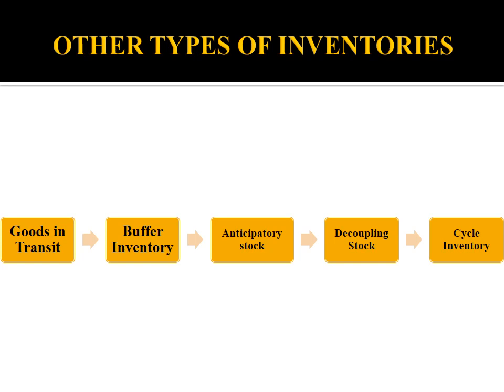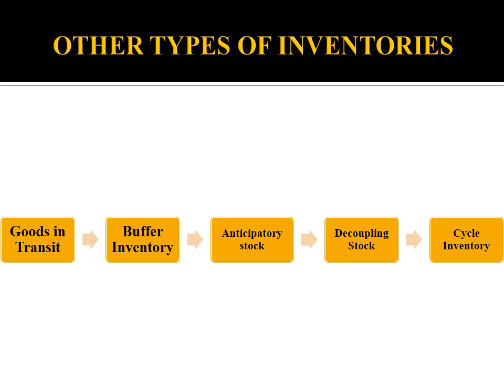The third one is anticipatory stock. Anticipatory stocks are normally finished goods. Stocking goods on the basis of expectations like price rise. Sometimes there may be a chance of price hike. In such situations, the goods are stocked for safety. Such types of stocks are known as anticipatory stock.